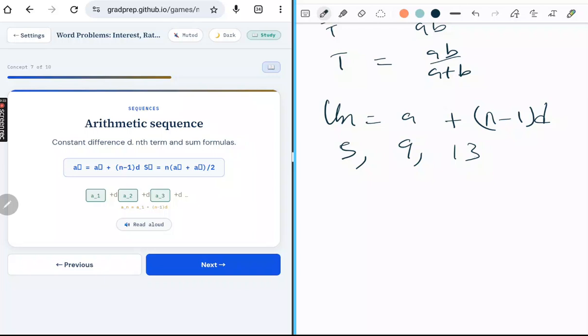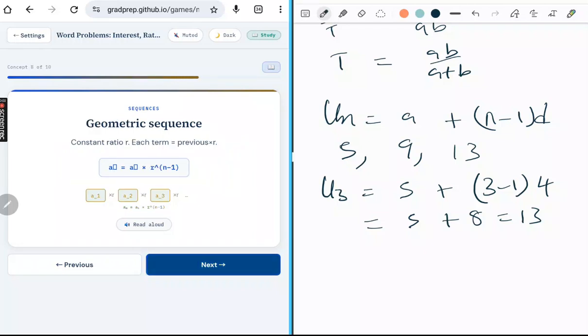So as we want to know this third term, which we call U3, the first term here is 5 plus the third term we are looking for, we say 3 minus 1. D is the common difference, and the common difference here is 4. So we have 5 plus 3 minus 1 is 2, 2 times 4 is 8. So that is 13.